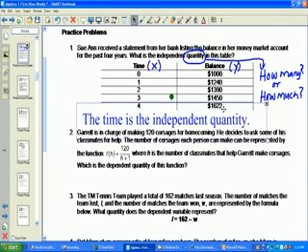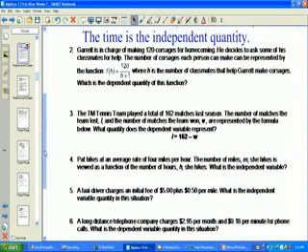Time is my independent quantity. So if that's my independent, what must be my dependent? The y, which is the what? The balance. The balance is how much money they have after so much time. So after 0, it means no time has gone by, she has $1,000. All right, let's talk about the next question.